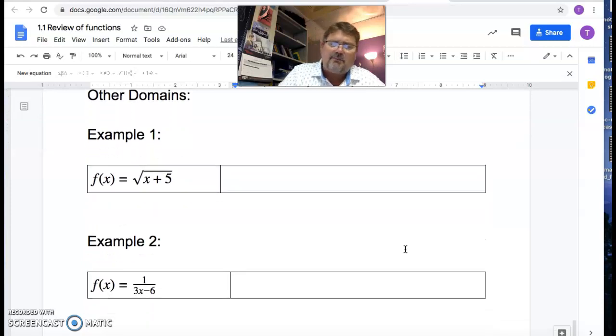All right, they could get more complicated. You get the square root of x plus 5. Now, yes, you could graph this. That's true. But I'm going to show you how to do it by hand in case you get one that's a little more complicated, like say this one down here.